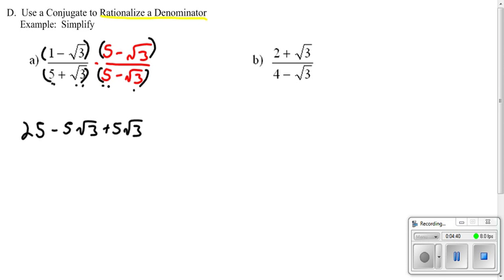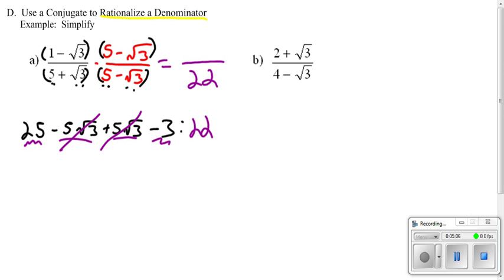And our square root of 3 times a negative square root of 3 becomes negative 3. So that's our denominator. If we wanted to simplify that, we can notice that we have a plus 5 square roots of 3 and a minus 5 square roots of 3. Take those out. So we're left with 25 minus 3, which is just 22. So our denominator in this case is 22.